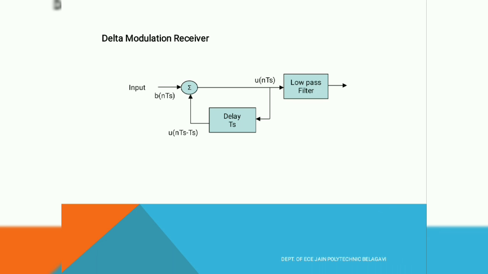This is the block diagram of the delta modulation receiver. To get the original signal at the receiver side, the received signal is passed through the delay or prediction filter, followed by the low pass filter. In order to recover the original signal, we pass it through the low pass filter.